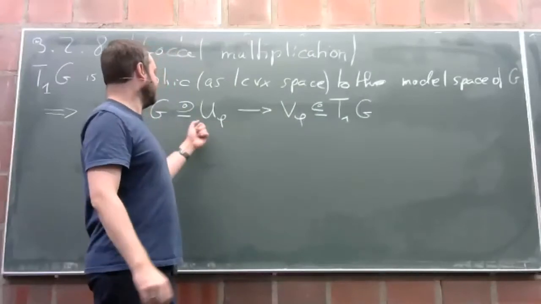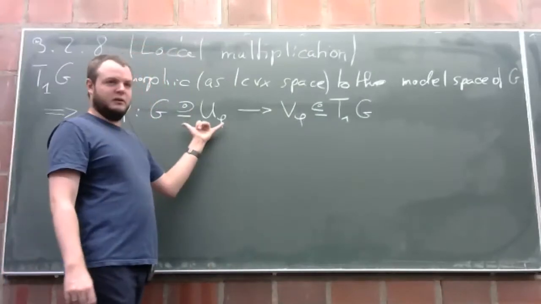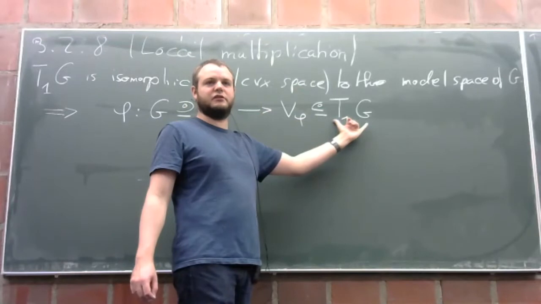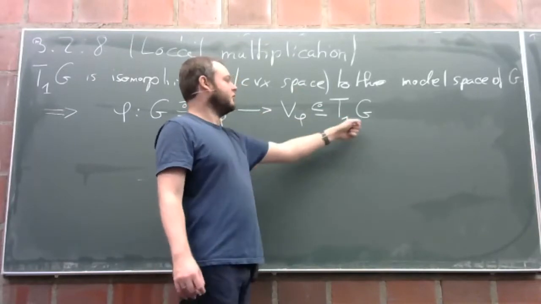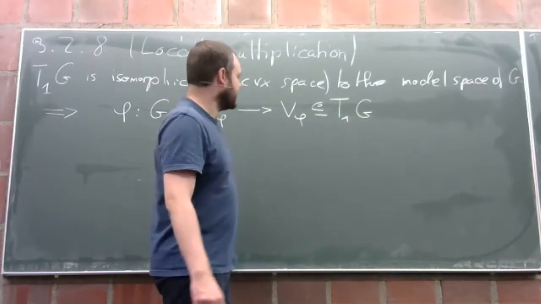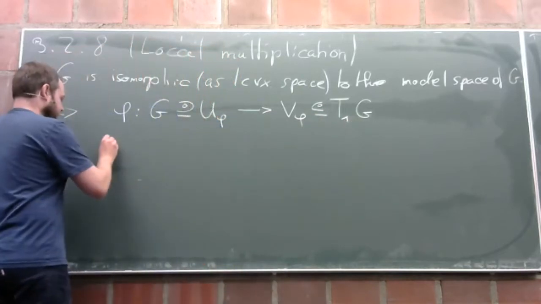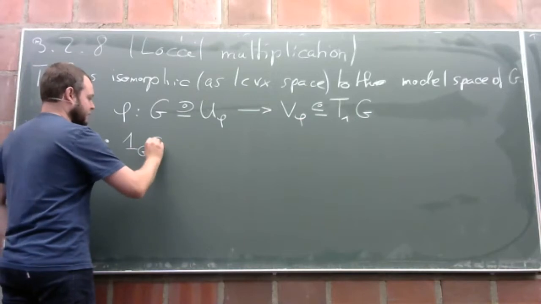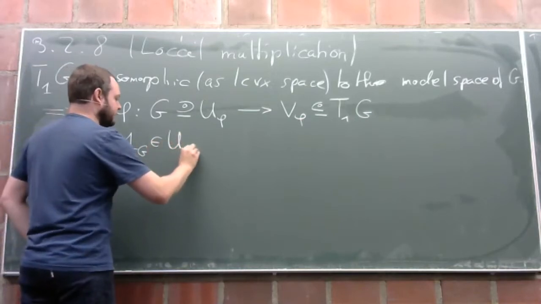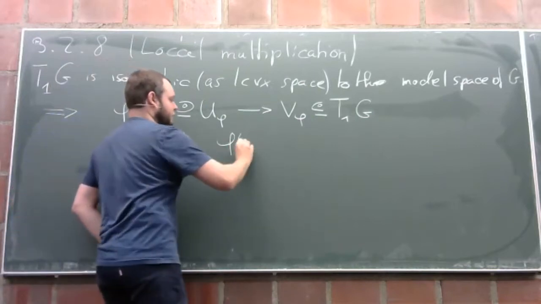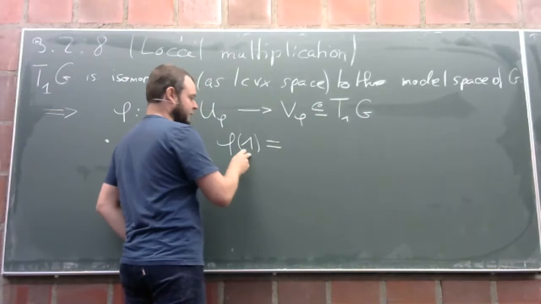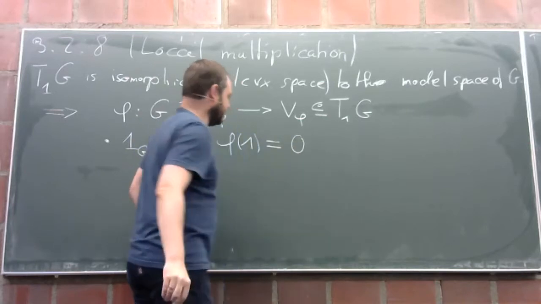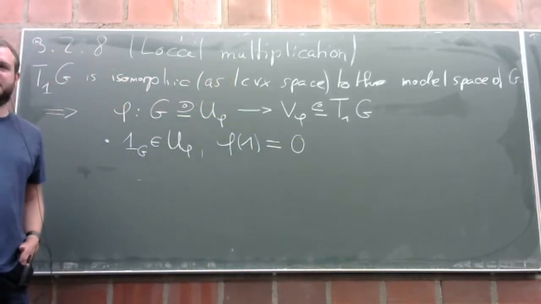How do you do this? Basically, there will be some more requirements, but if you have any chart going into the model space, you just compose it with the isomorphism taking the model space to the tangent space at the identity. So I can always assume that I have a chart going into this space. Okay, now I want some more properties of this chart. First of all, I want that the identity element of G lies in U_phi. And I want that my chart takes this identity element to zero in the tangent space.